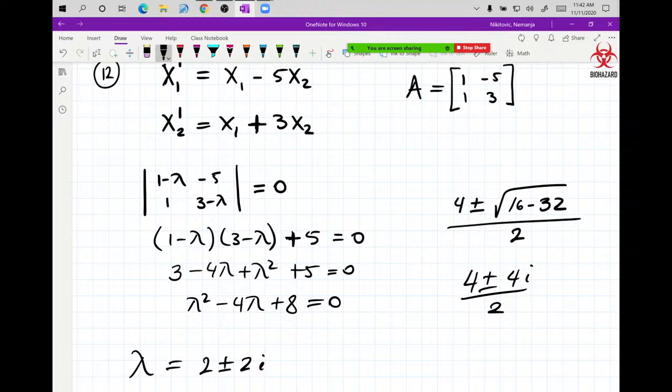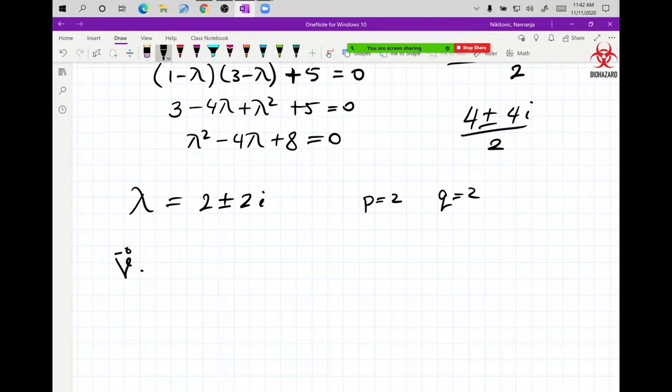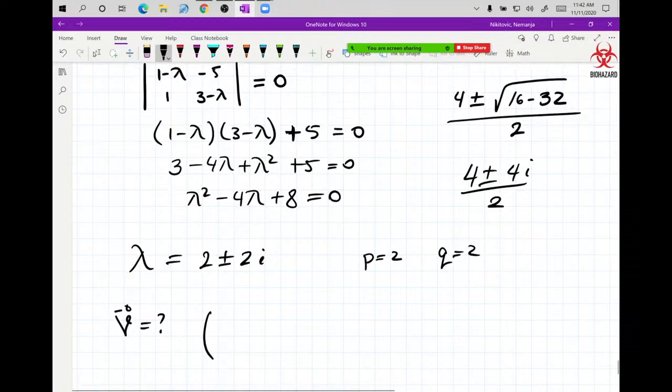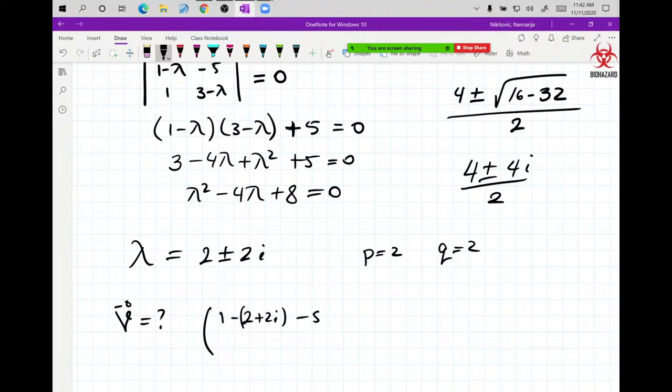Not a big fan that p is the same as q, because you don't see too well the differences where they plug in and so on, but such is life, right? All right, cool. Vector. What is our vector? Well, we get to plug in our eigenvalue into the matrix: 1 minus 2 plus 2i, and then we have our negative 5, and then we have our 1, and then 3 minus 2 plus 2i, and then times a, b to give us 0, 0.